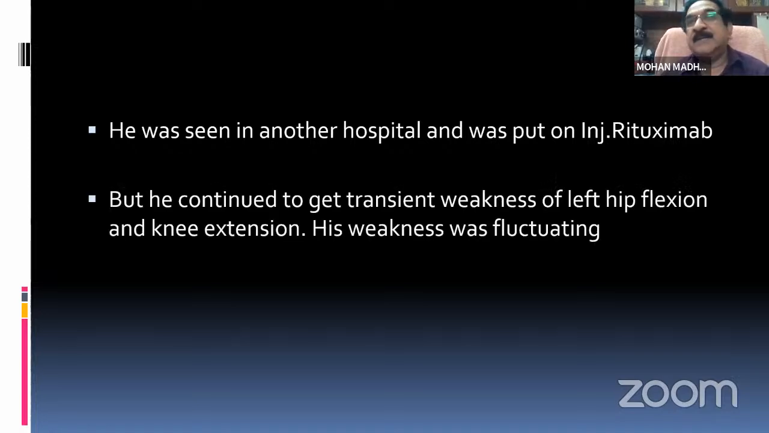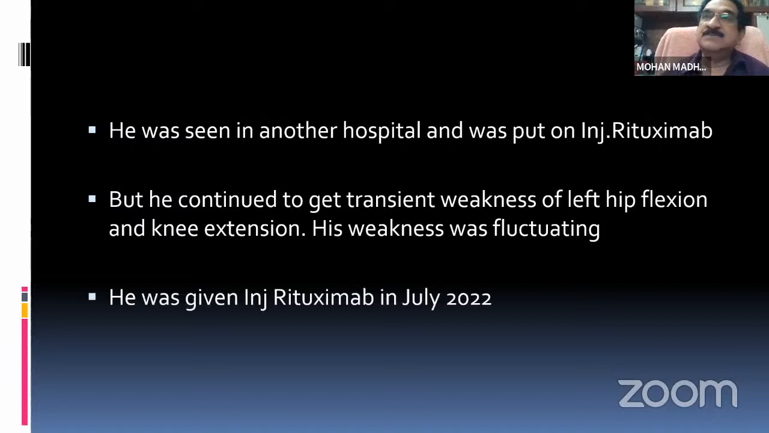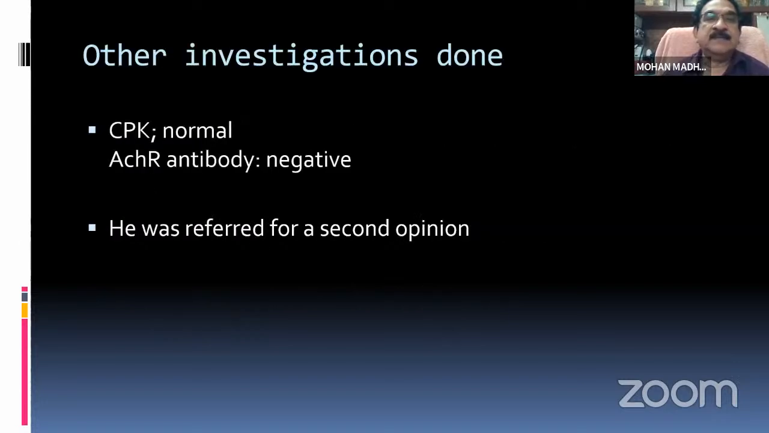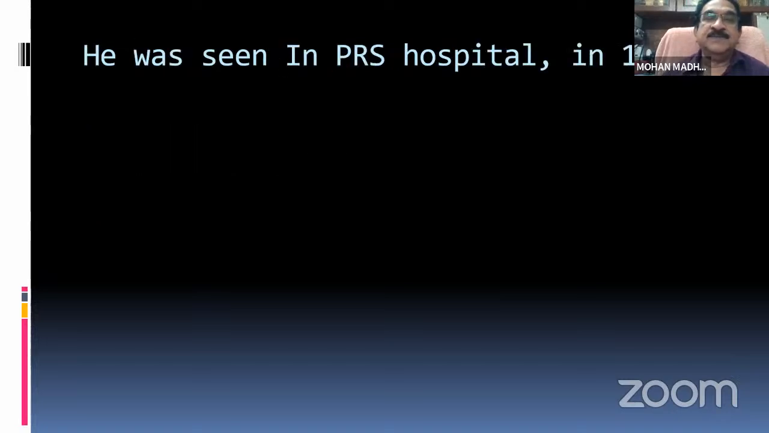Even on rituximab, he continued to get transient weakness of the left hip flexion and knee extension. And his weakness was fluctuating. Sometimes it becomes more, sometimes it becomes less. The last dose of injection rituximab was given in July 2022. The other investigations done at that time, CPK normal, antibody negative, and that is the time when he was referred for another opinion. So he was seen in the hospital on 1-9-2022. That's the background story, past history.